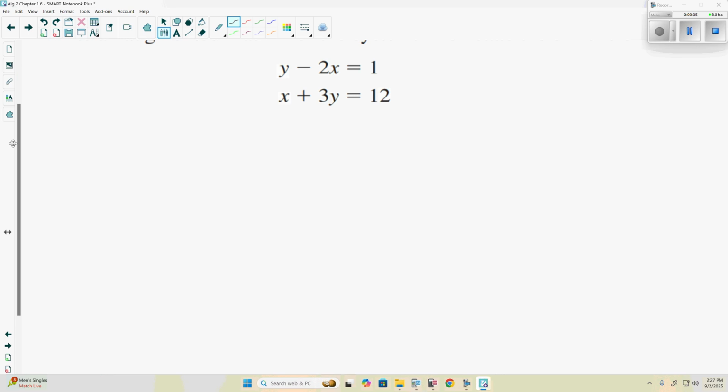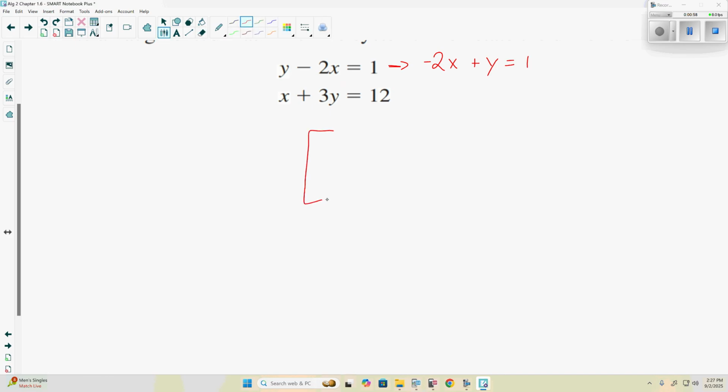Now we did do this one on Friday, because for us to be able to rewrite this as an augmented matrix, we need that top equation to be in the x, y, z form. So we'd say negative 2x plus y is equal to 1.